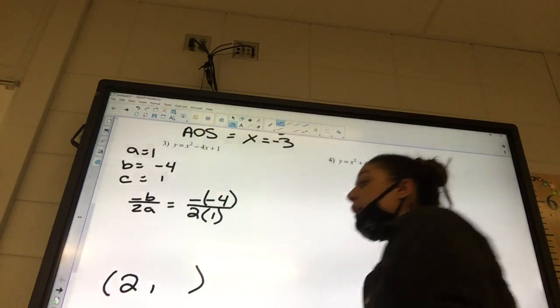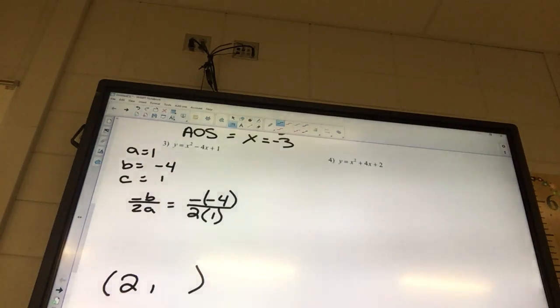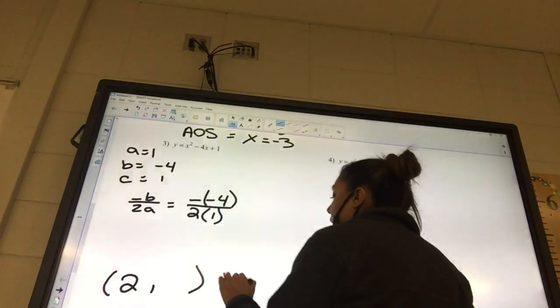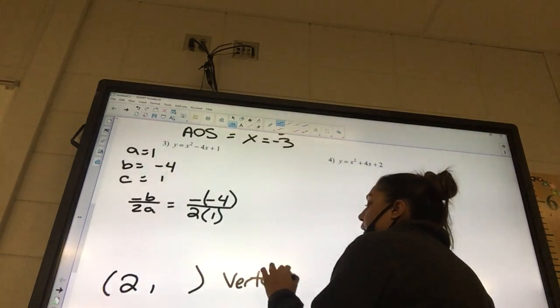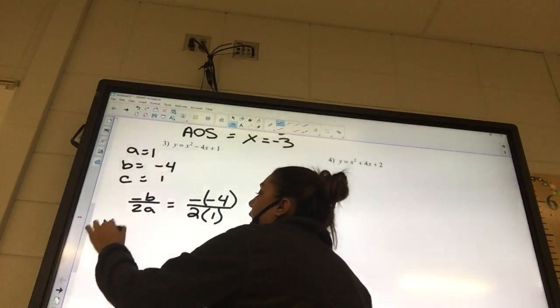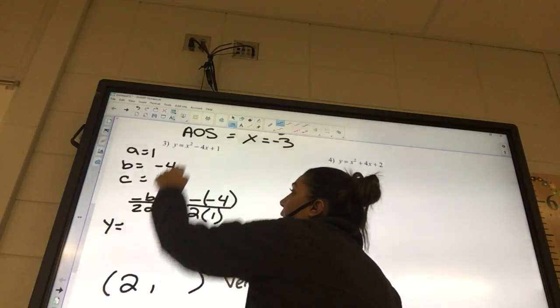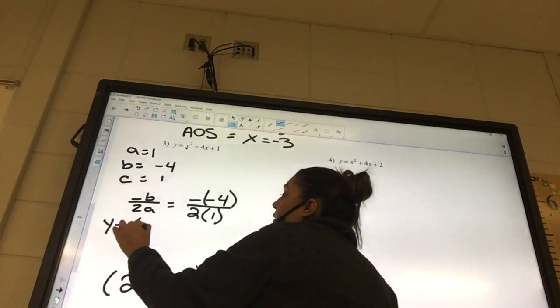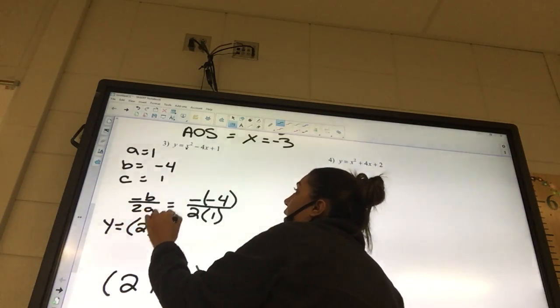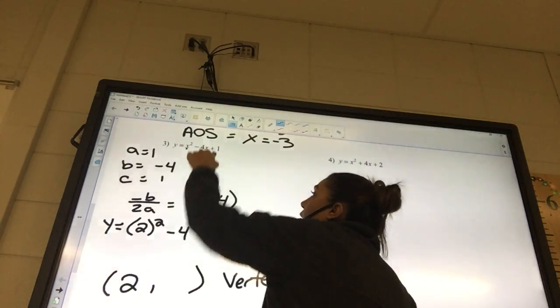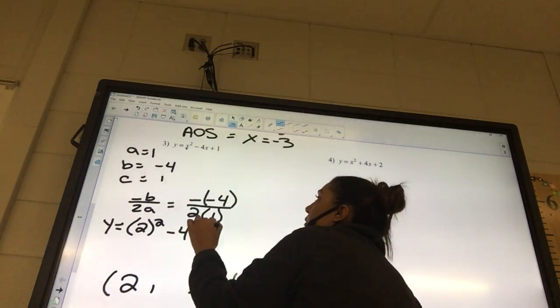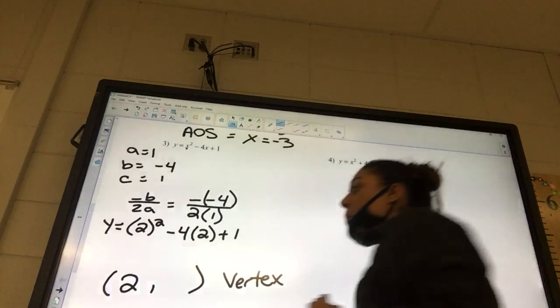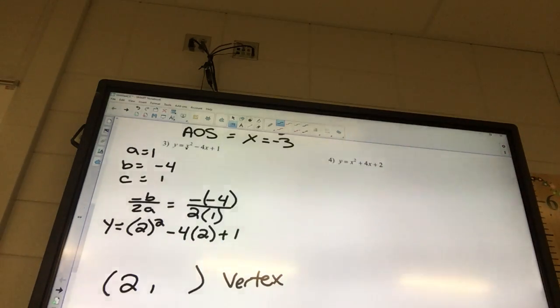Okay, and so now we're ready to figure out the y. I'm going to write it up here. So we have y equals, we have an x, so we're going to say 2 squared minus 4 times 2 plus 1. Plug all that in your calculator and see what you get.